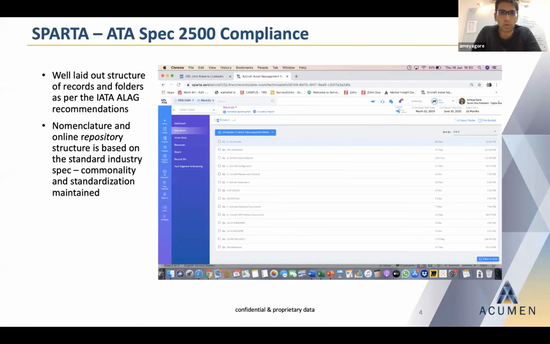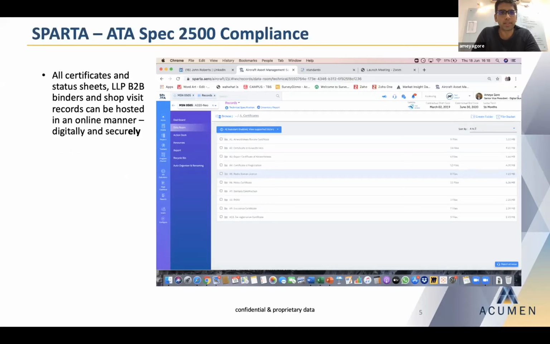But what is more interesting is in terms of the Spec 2500 compliance. There are, I believe, three elements, as you mentioned in your slides as well. First of all, harmonization and standardization of the records, which means the records must be available in a well laid out structure. It ensures that they follow specific guidelines, as you mentioned in Annexure 2 of the Aircraft Leasing Advisory Group document that we have, and it should also follow standard nomenclature. So these three elements of maintaining clean aircraft records are achieved in Sparta, as I'm sure they are in other online digital records platforms as well.